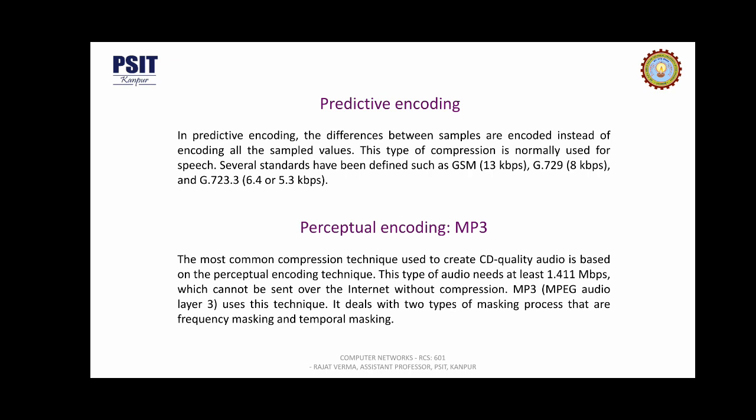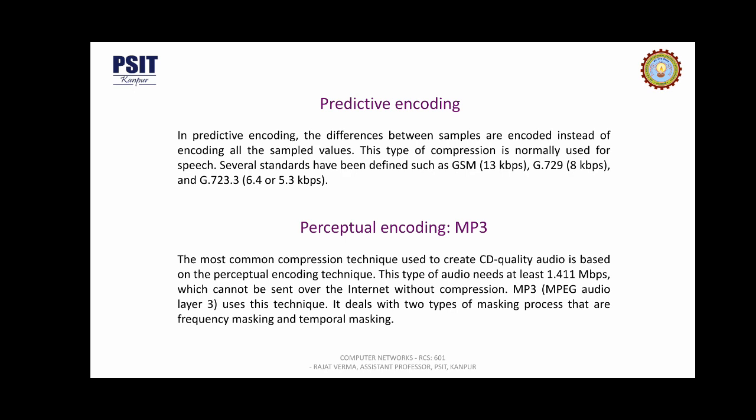Now dealing with the other type, perceptual encoding, that deals with MP3. The most common compression technique that is used to create CD quality audio is based on the perceptual encoding technique. This type of audio needs at least 1.411 Mbps. This cannot be sent over the internet without compression. MP3, that is MPEG audio layer 3, a part of the MPEG standard, uses this type of technique.